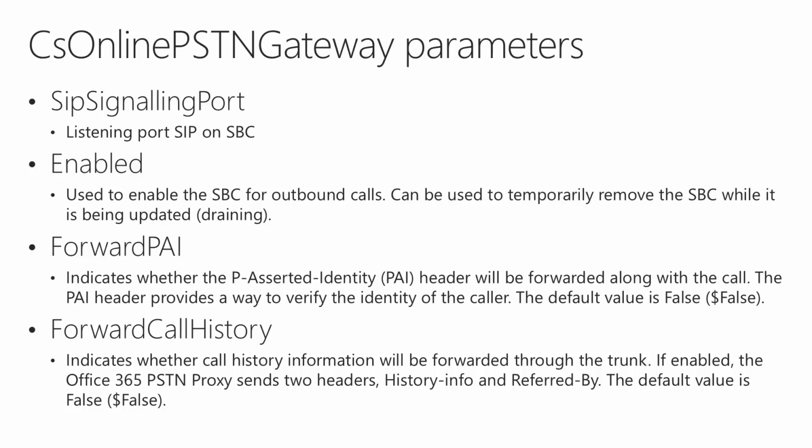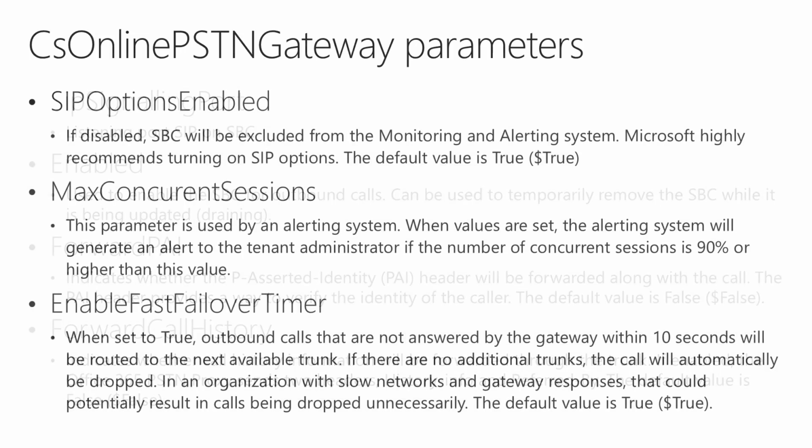The forward PII is the P-Asserted-Identity, and that can be used for billing purposes. The default value, however, is false. The forward call history is history information about call forwarding and can also be used for billing purposes. The default value is also false.